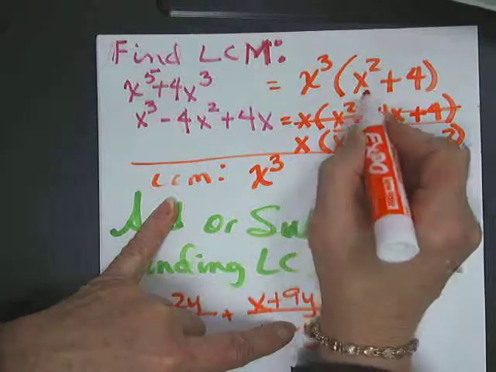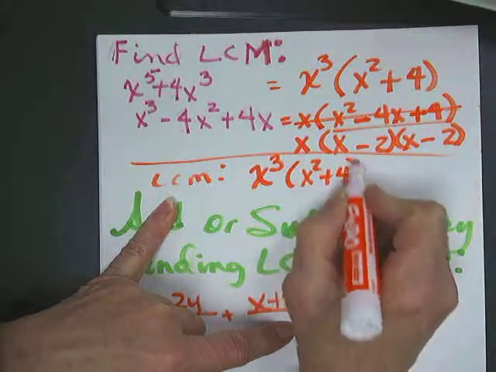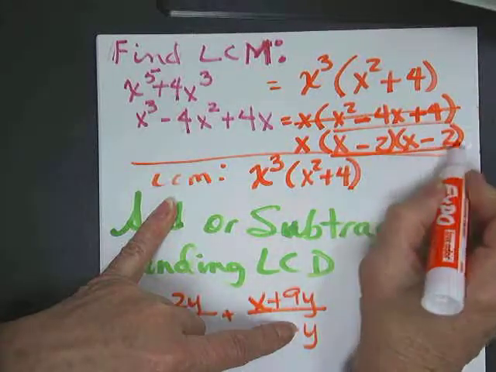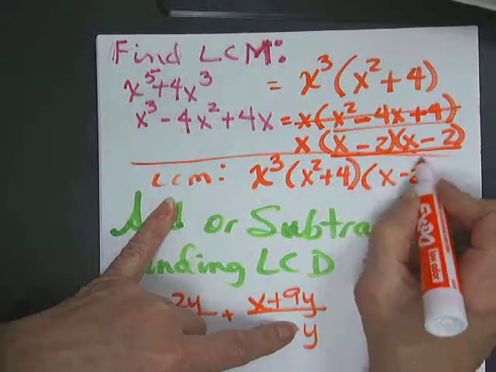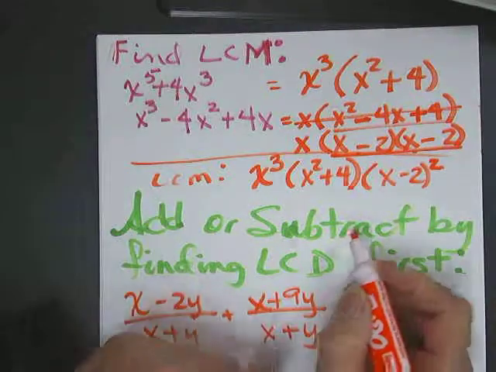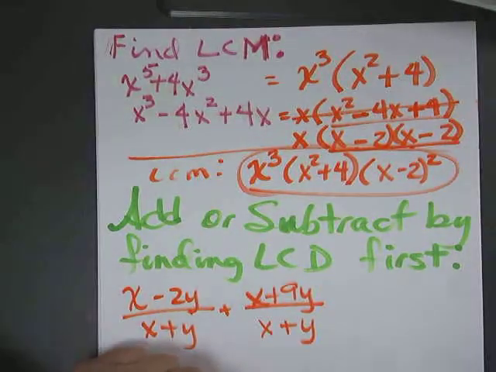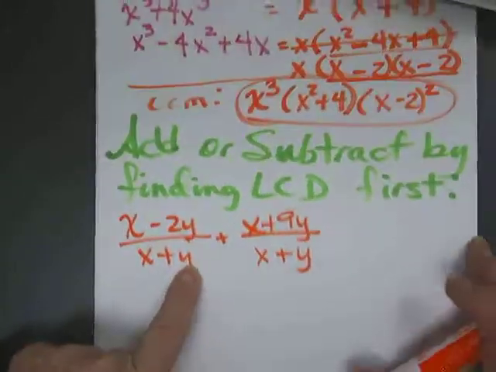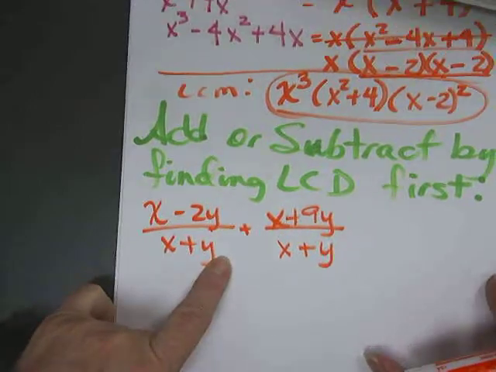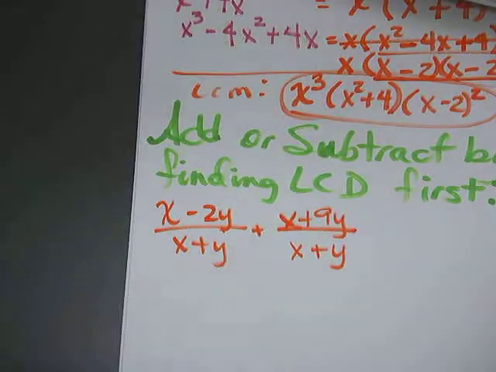Now, least common multiple. The most x's: x to the third is the most. You need x squared plus 4, and you need both of those. The most in a row is 2 of them, so you have to put both of them in there. All of that's going to be the least common multiple.